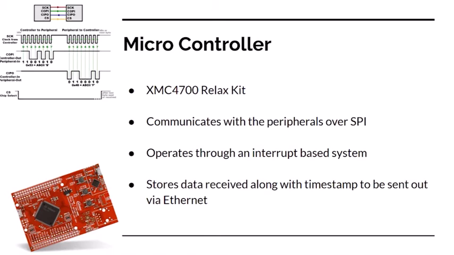The firmware operates by sending periodic interrupts so as to read data from the peripherals to achieve the required sampling rate of the devices. All of the data received from the peripherals is stored along with the timestamp of when the data was recorded. This is all packaged up into an array in the microcontroller's memory for transfer to a computer over Ethernet.